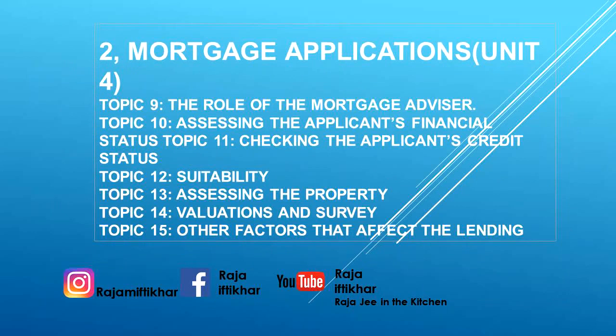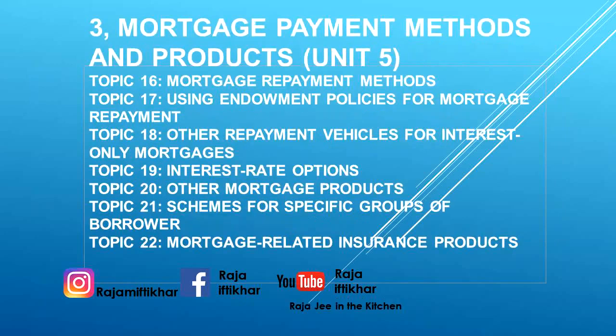In unit 4, they talk about mortgage application. It's the role of the mortgage advisor and checking the application, credit status, suitability, and valuation of survey, etc. So that's topics 9 to 15. And then 16 to 22 is mortgage payment methods and products. So that's unit 5: interest options, other mortgage products or schemes, or mortgage related insurance products. So it also talks about that.